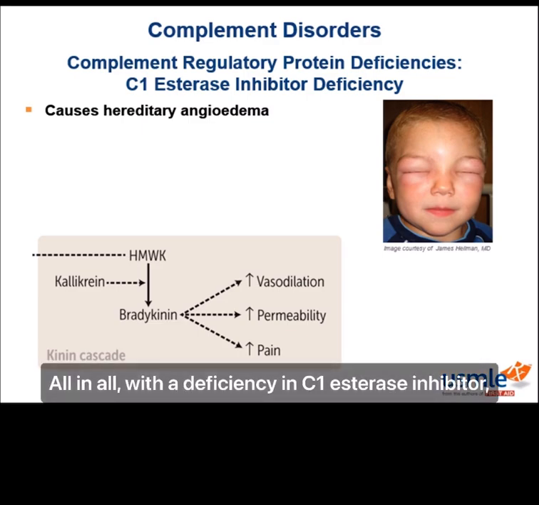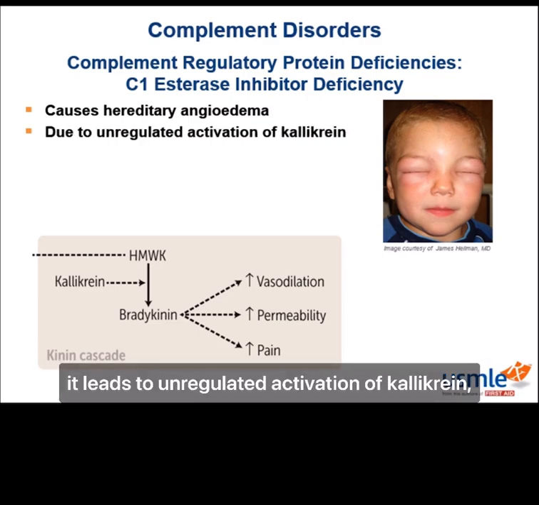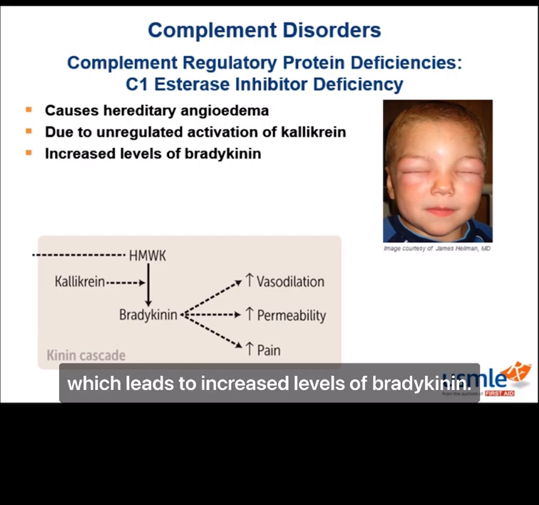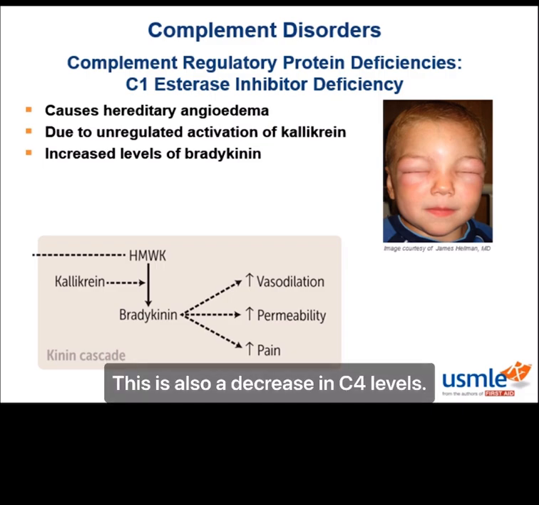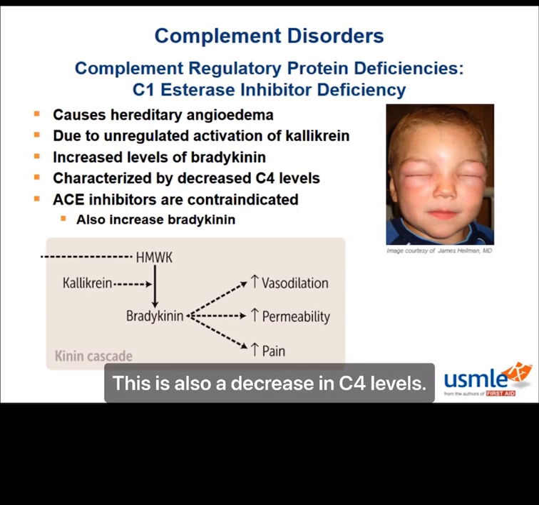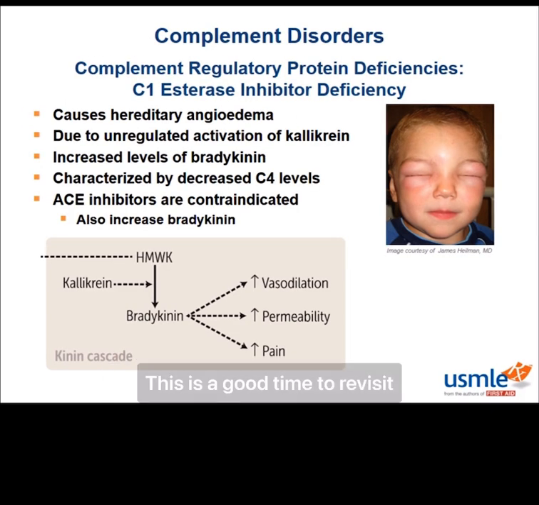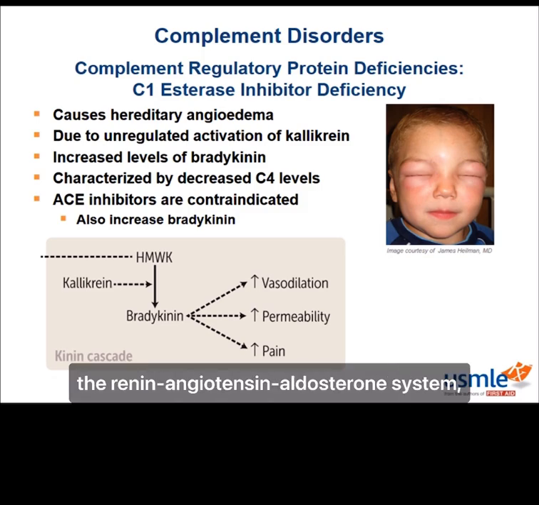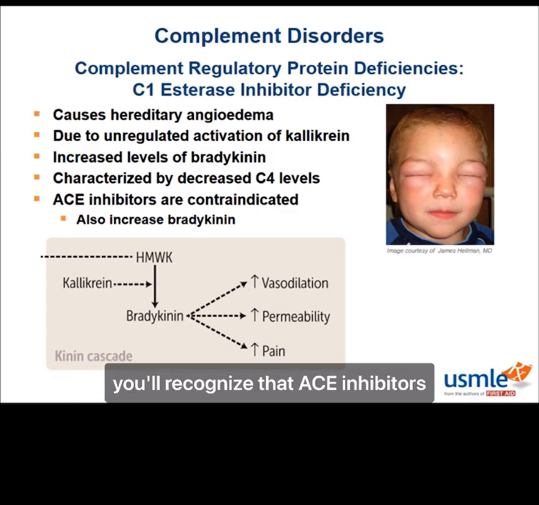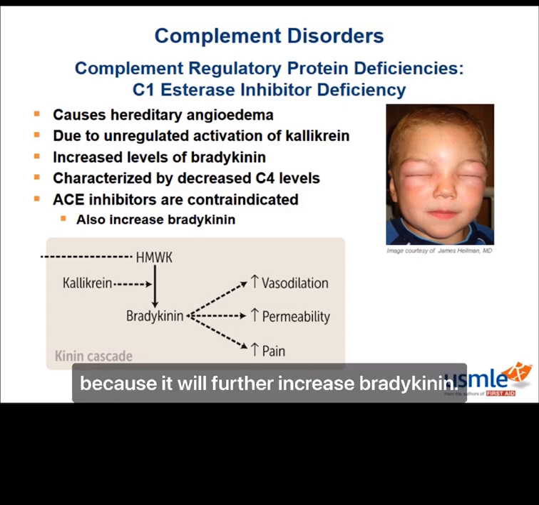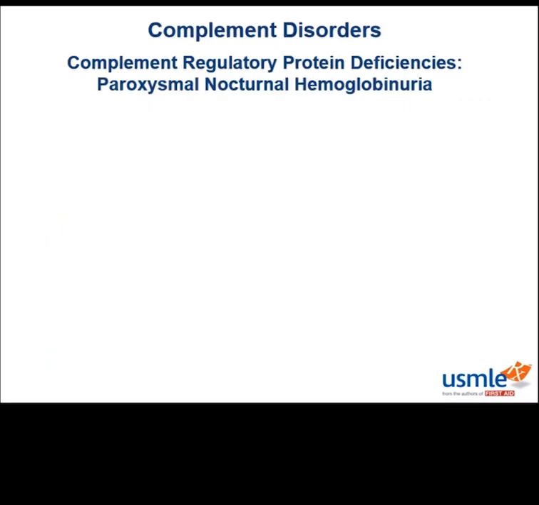All in all, with a deficiency in C1 esterase inhibitor, it leads to unregulated activation of kallikrein, which leads to increased levels of bradykinin. This is also a decrease in C4 levels. This is a good time to revisit the renin-angiotensin-aldosterone system, and when you do, you'll recognize that ACE inhibitors are contraindicated in this condition because it will further increase bradykinin.